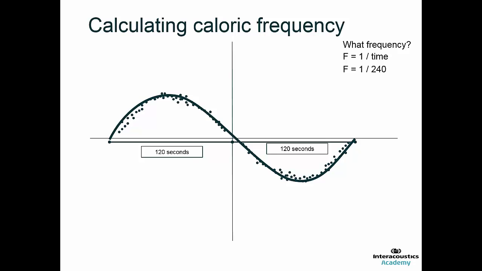So on the graph here we can see that we have one sine wave, and that each caloric irrigation from start to finish took 120 seconds. So 120 seconds plus 120 seconds equals 240 seconds. If we divide 1 by 240, that provides us with a frequency of 0.004 Hertz. And this, of course, is how we calculate the frequency of the caloric test. And this is why we calculate it to be such a low frequency test.